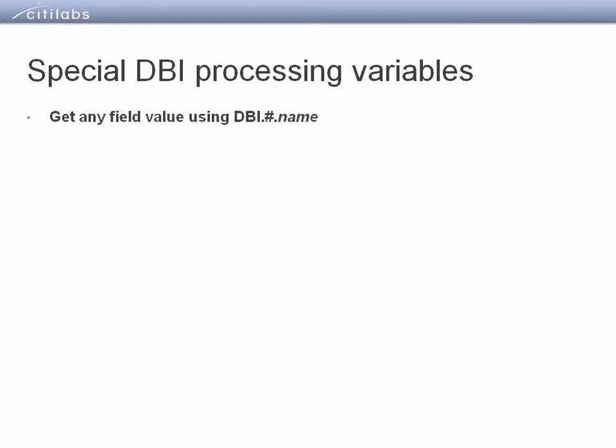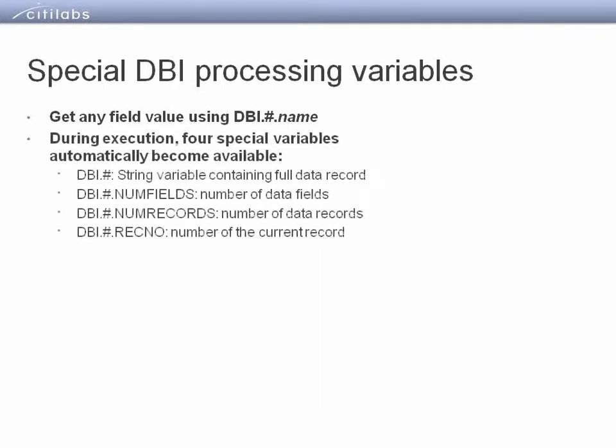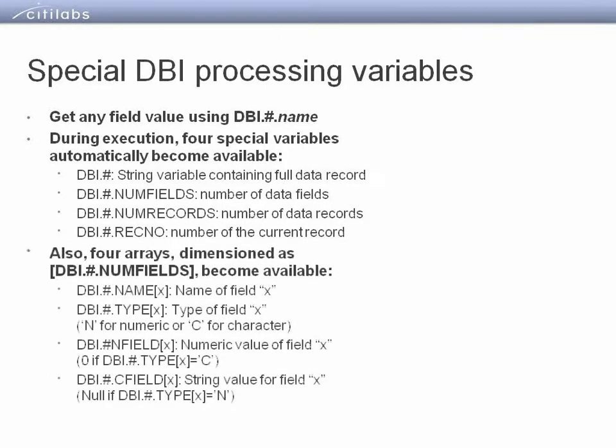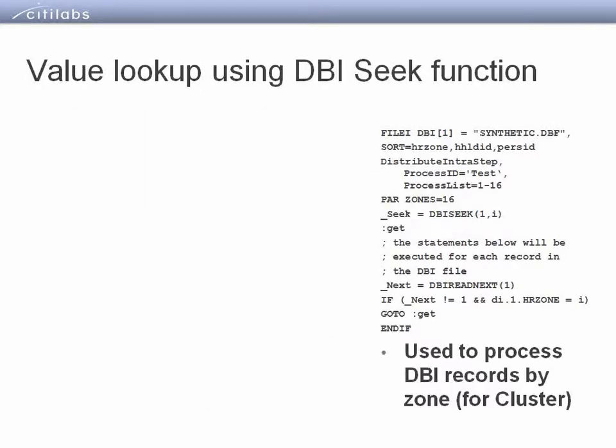We can get any field value using the variable di.number.name, where number is a file number. We can have up to 10 of these DBI files, whereas in record processing, just one rec.i file was available. So we can actually do relational database processing. You can also get the total number of data records. And you have special arrays dimensioned as the number of fields, which allow you to actually extract variables without knowing their name or heading on the file.